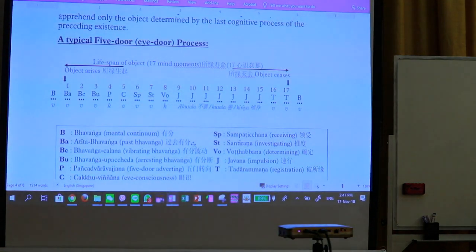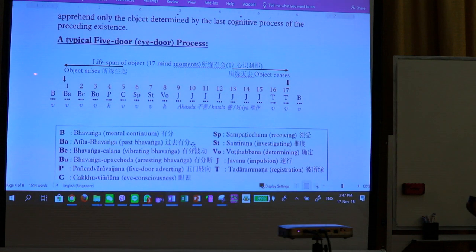Also, this is an eye door process. This is a color object. This color object, and our next lesson is about the object, but we can try to get it briefly from here.